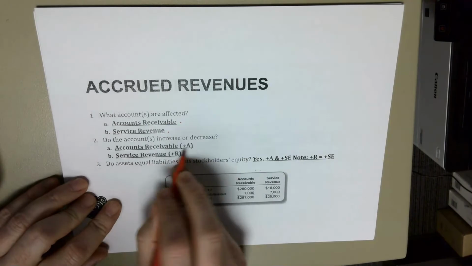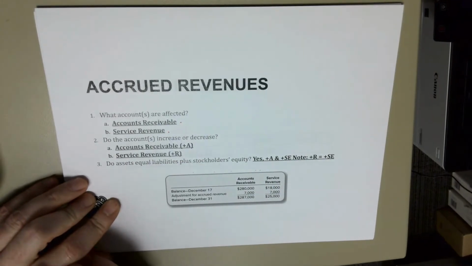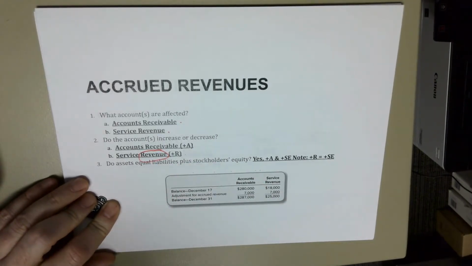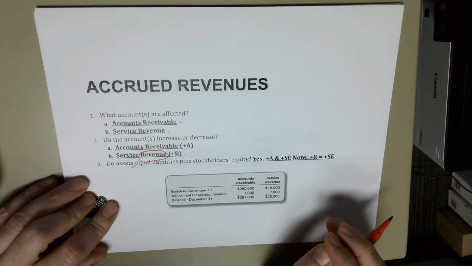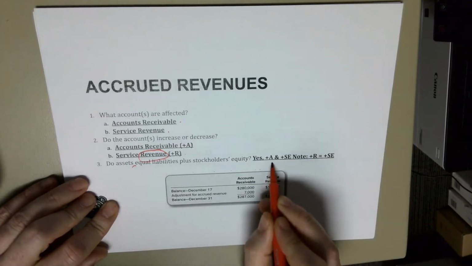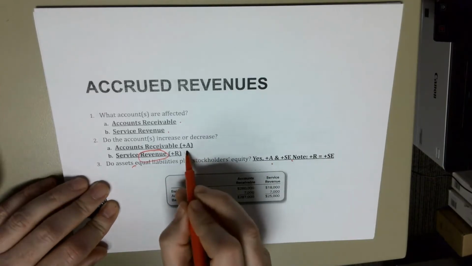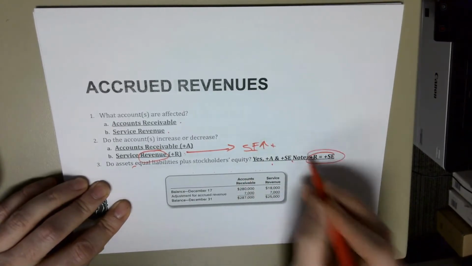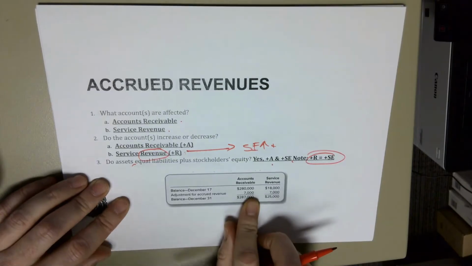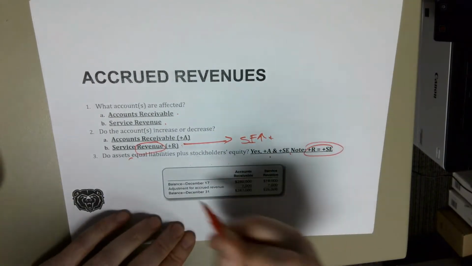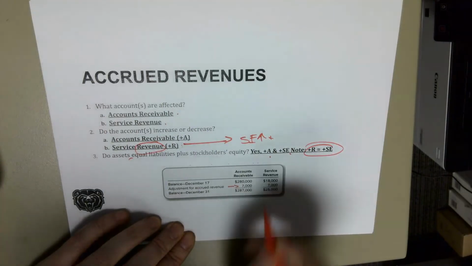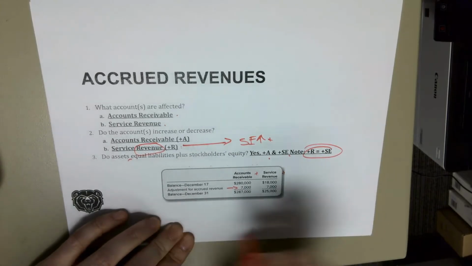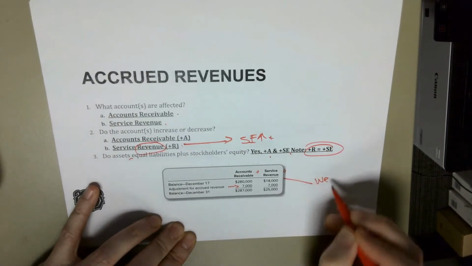So do they increase or decrease? Well, accounts receivable is going to be an increase to assets. And service revenue, obviously, says revenue in the title, so it's going to be an increase to revenue. Do our assets still equal liabilities plus stockholders' equity? Absolutely. We increased assets and we increased stockholders' equity, because remember, an increase to revenue will eventually be an increase to stockholders' equity right here. This is what happened numerically. We made an adjustment for accrued revenue. We increased our accounts receivable by $7,000, but we also increased our service revenue by $7,000 because why? We earned it.